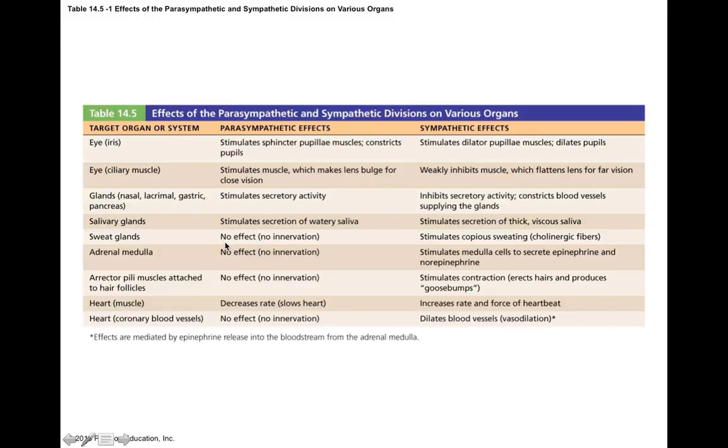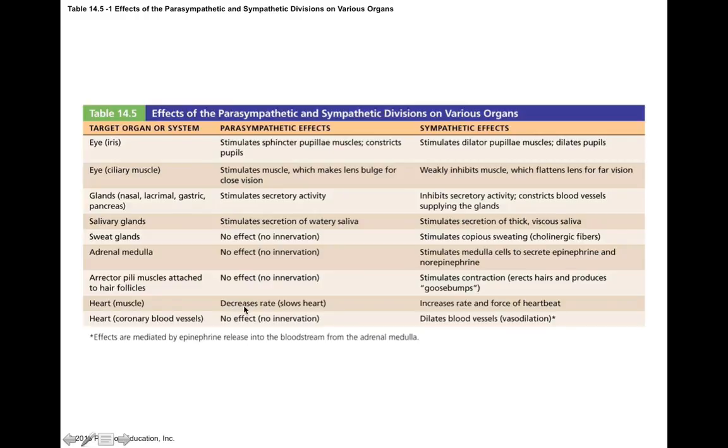Now on sweat glands, your parasympathetic nervous system does not attach there. So for sweat glands, your adrenal glands, erector pili, as well as coronary blood vessels, your parasympathetic nervous system has no innervation there. But your sympathetic nervous system does. Sympathetically, you can cause your sweat glands to increase their activity and your adrenal medulla to release epinephrine and norepinephrine. Your sympathetic nervous system is what causes contraction of erector pili to cause goosebumps. And on heart muscle, it increases the rate and force of heart muscle contraction.